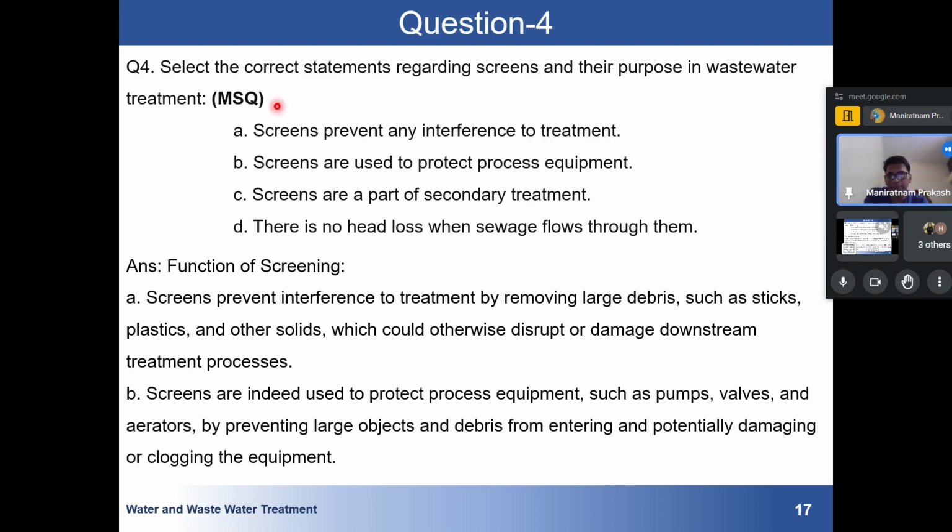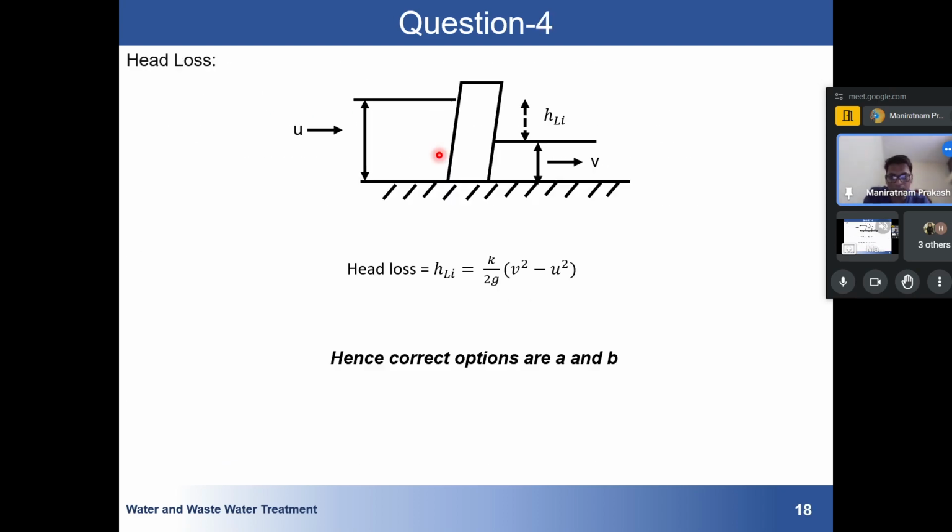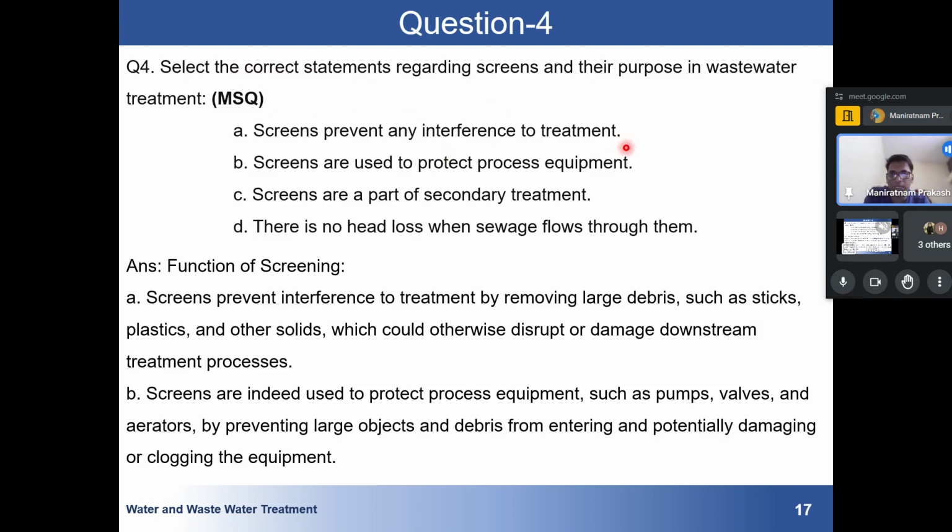So what were our options? Select the correct statement regarding the screen chamber. Screens prevent any interference to the treatment. Yes, this is correct. Screen chambers are used to protect process equipment. Yes, this is also correct.